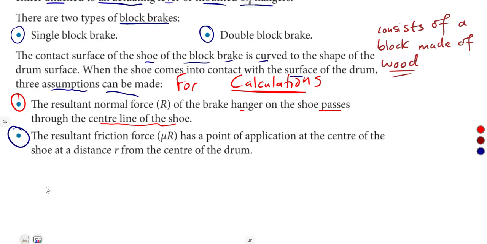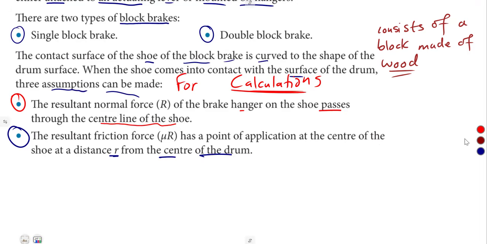Also assume that the resultant friction, which is the product of the coefficient of friction and our normal force R, has a point of application at the center of what? At the center of the shoe, and at a radius R from the center of the drum.